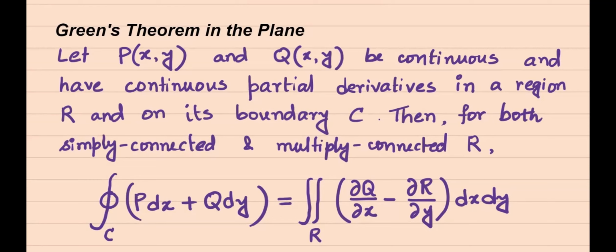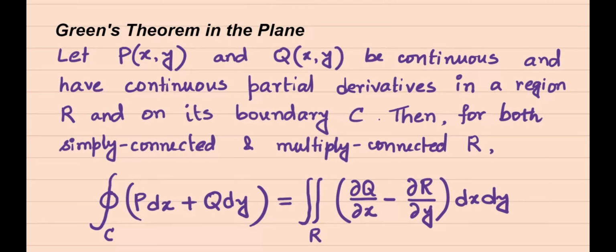Then for both simply connected and multiply connected regions, simply connected means that any two points in the region R can be connected by all possible continuously deformable curves in that region. So I shall draw you the examples and then you'll understand what I'm talking about. But for both kinds of regions, whether simply connected or multiply connected, we have this theorem.